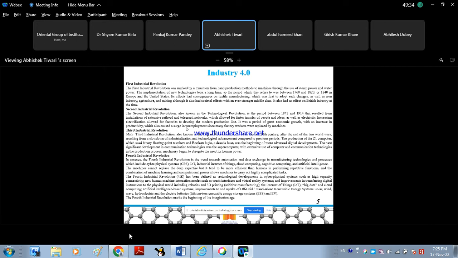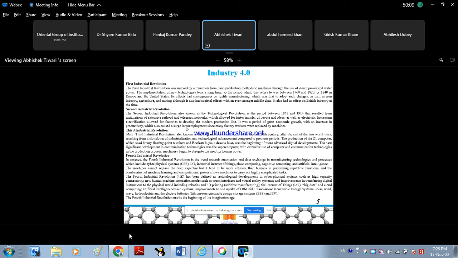Now, we discussed Industry 4.0, but we need to see what Industry 1.0, Industry 2.0, Industry 3.0, and Industry 4.0 were. First, we discuss Industry 1.0. That is the first industrial revolution, marked by a transition from hand production methods to machines through the use of steam power and water power, and the implementation of new technologies took a long time.